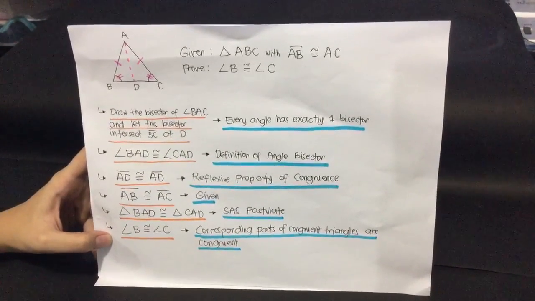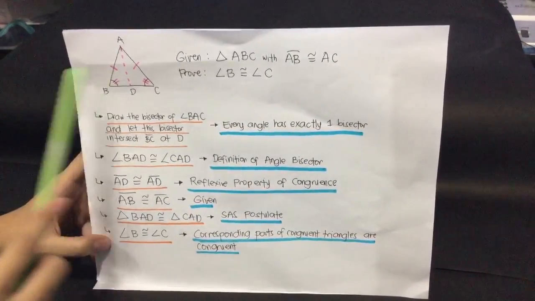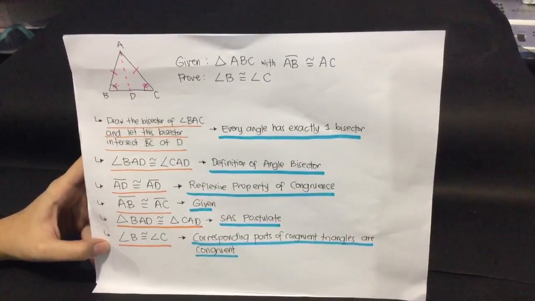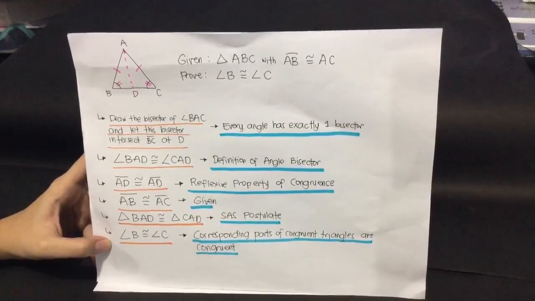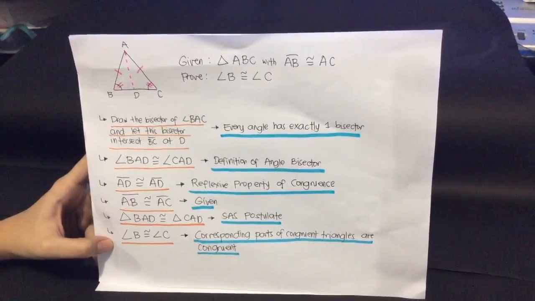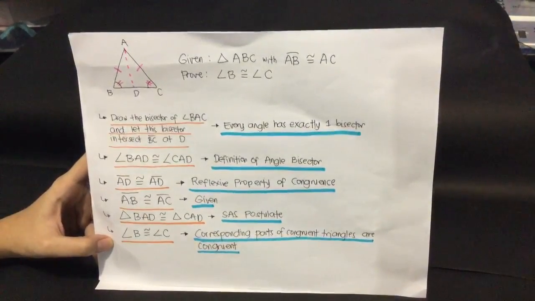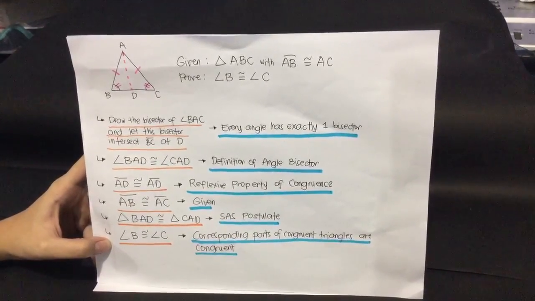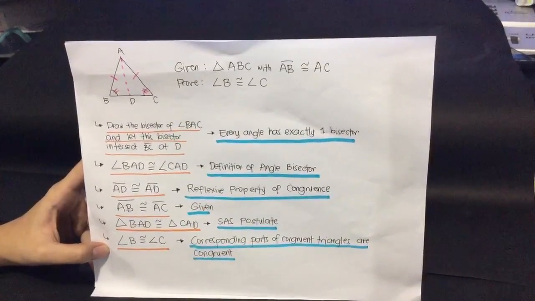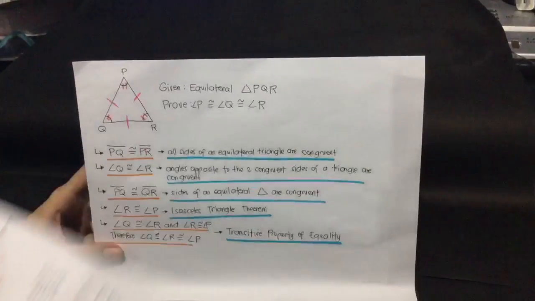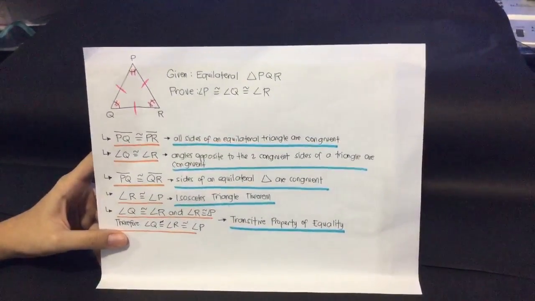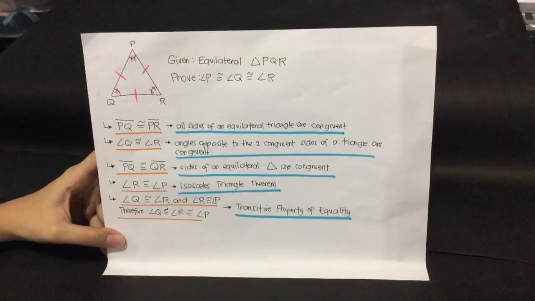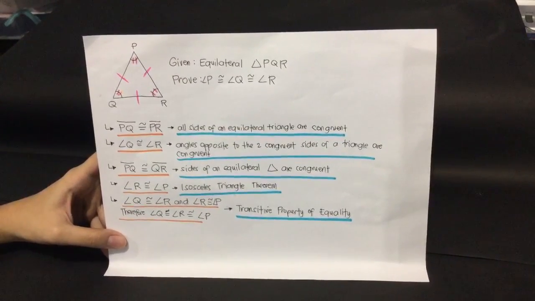For the last statement: angle B is congruent to angle C, which is explained by corresponding parts of congruent triangles are congruent. So Theorem 20 states that if two sides of a triangle are congruent, then the angles opposite these sides are congruent. After Theorem 20, let's talk about its corollaries. First is Corollary 20.1. Corollary 20.1 states that every equilateral triangle is equiangular.